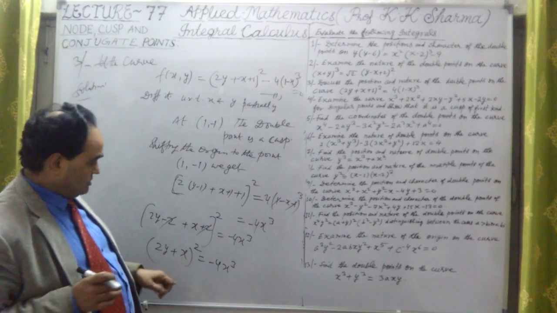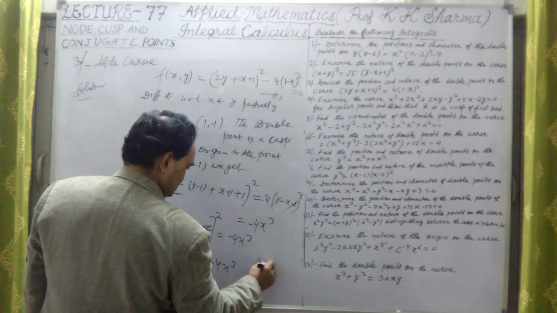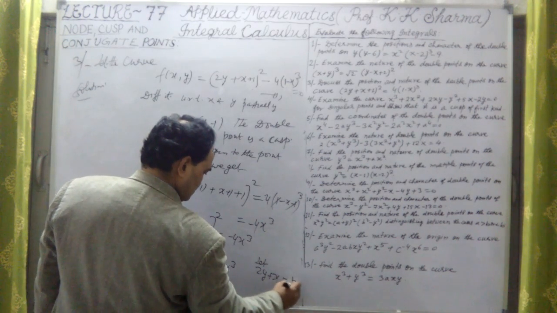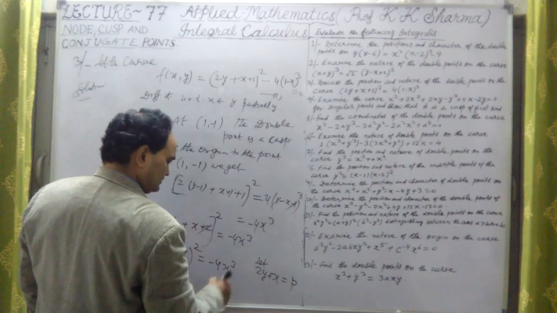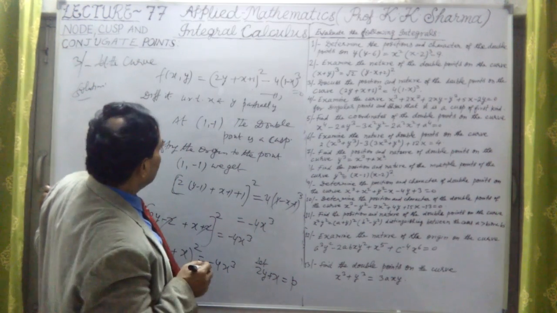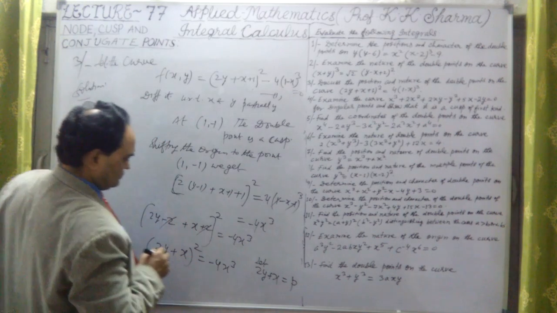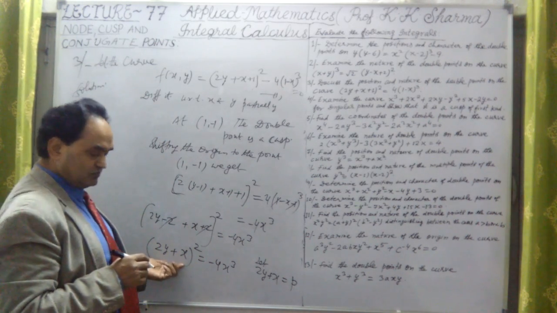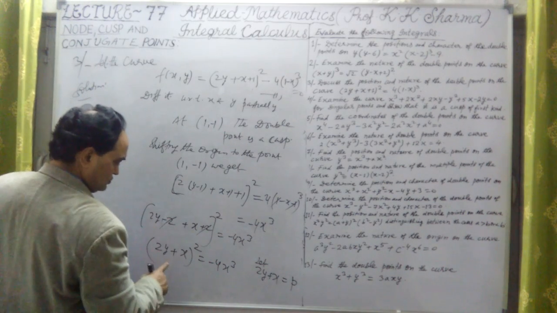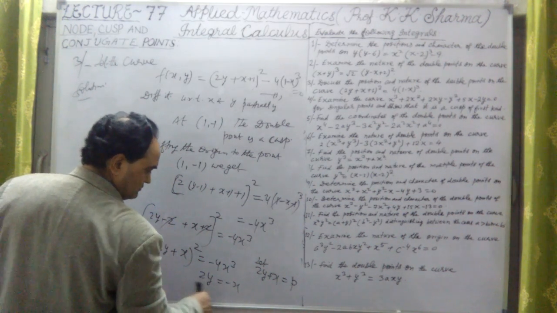Again, if I substitute 2y plus x equal to p, small p, let's consider here. Now in this case there is a cusp, but the quality of cusp we have to find out. So if I solve it in another way, if I equate the smallest term of this equation, 2y plus x, equal to 0, or 2y equal to minus x.